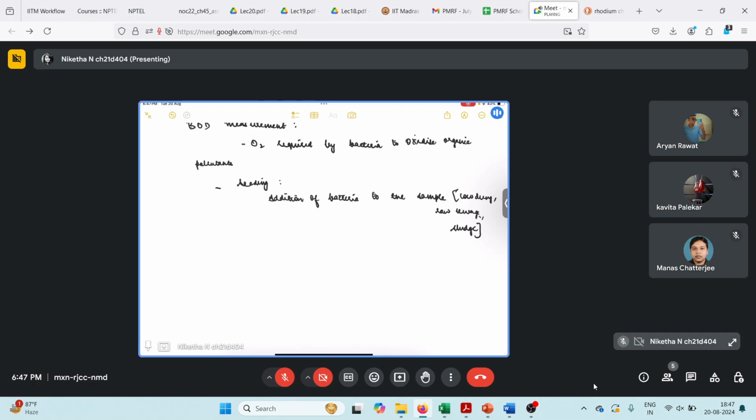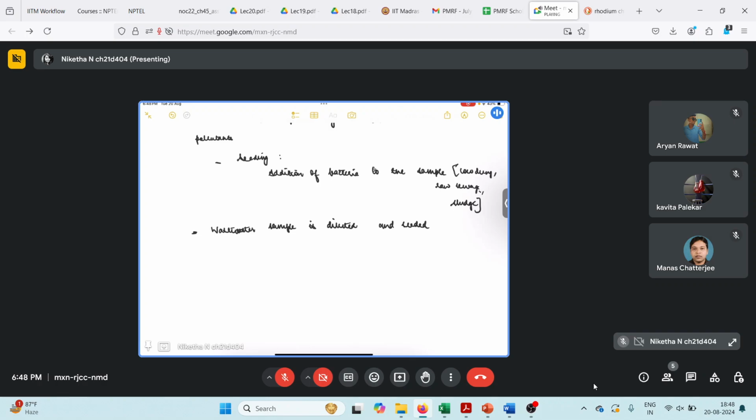And to measure the BOD, first the wastewater sample is diluted. And then it will be seeded. The bacteria will be added. So we will be measuring the dissolved oxygen content 2 times. The first one will be right after you add the bacteria. Immediately we will be measuring the dissolved oxygen. And then once again after 5 days we will be measuring the dissolved oxygen content.